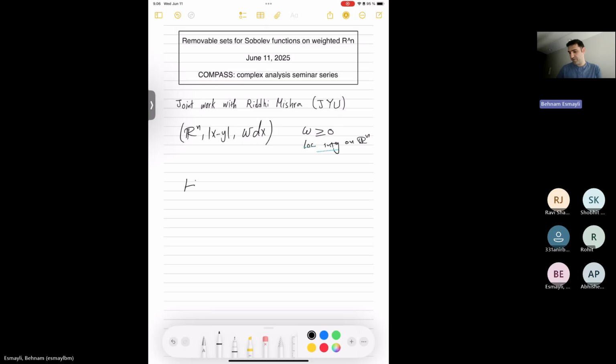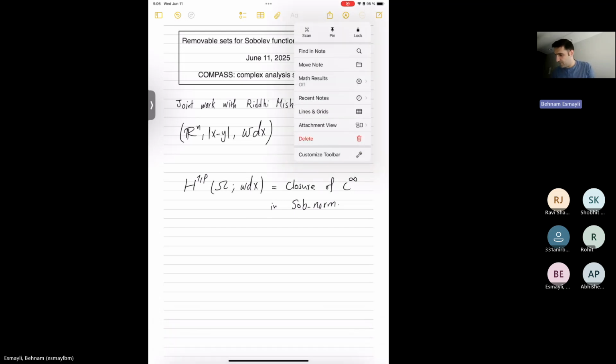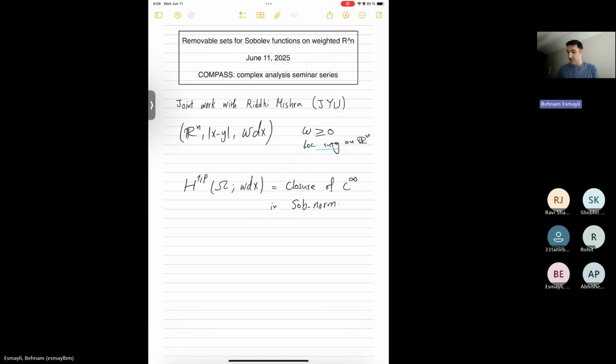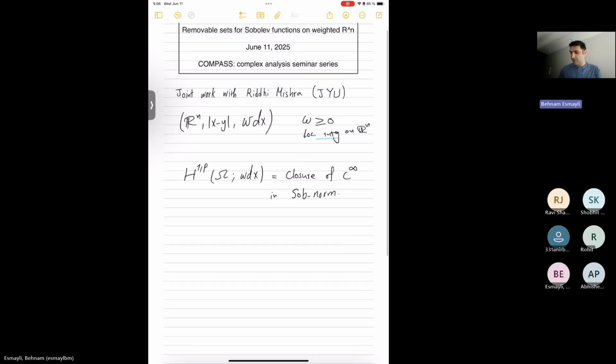One of them was that H1P on an open set, and again, to emphasize, the weighted measure is the closure of C infinity functions in the Sobolev norm. That immediately produces a Banach space. By definition, it's a completion.